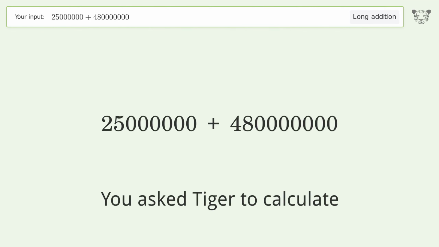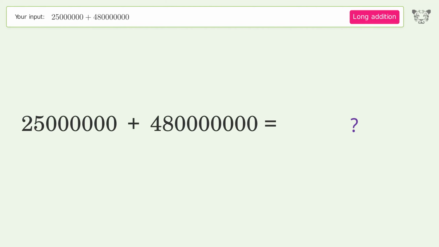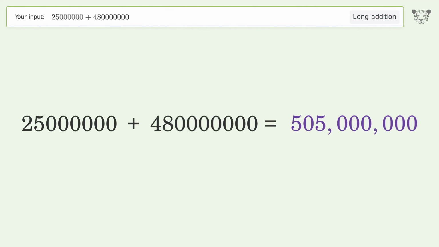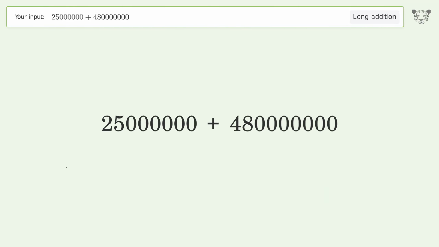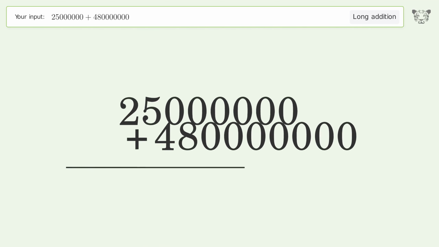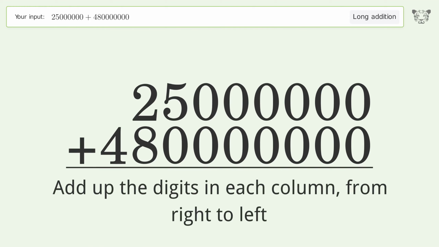You ask Tiger to calculate. This deals with long addition. The final result is 505 million. Let's solve it step by step. Rewrite the numbers from top to bottom, aligned by their place values. Add up the digits in each column, from right to left.